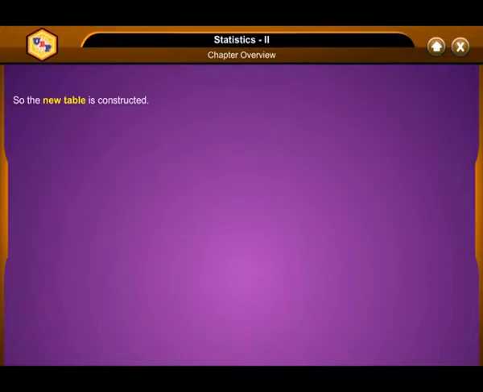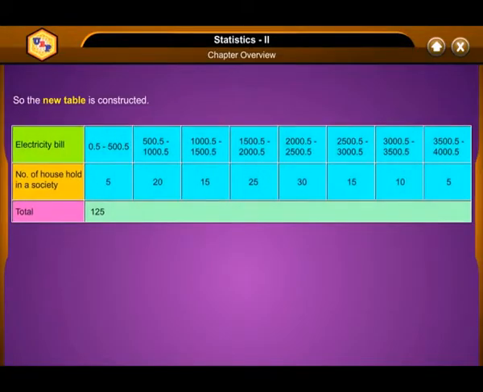So the new table is constructed. Scale: on the x-axis, 500 is equal to 1 centimeter. Scale: on the y-axis, 5 is equal to 1 centimeter.